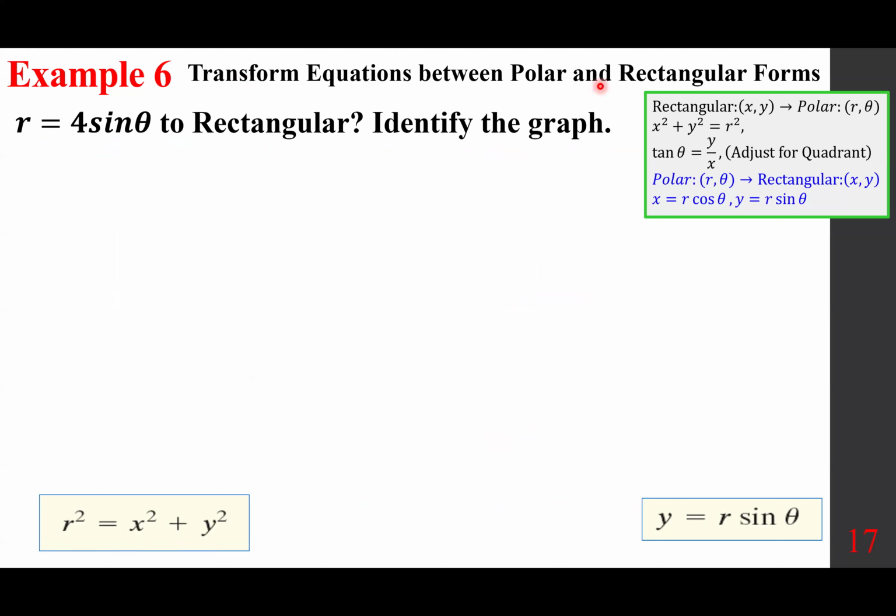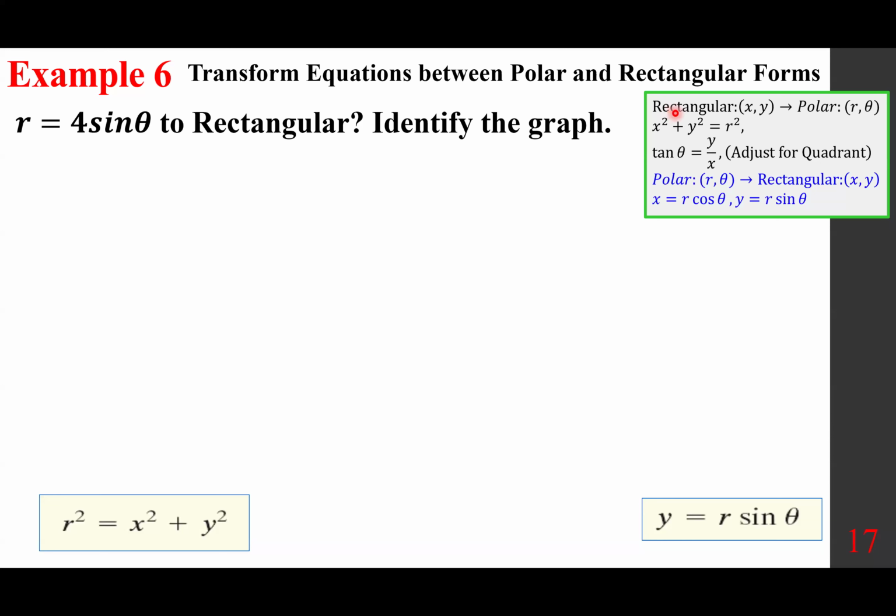Transform equations between polar and rectangular forms. In this case, r equals 4 sine theta to rectangular. Identify the graph. In some cases, we can. In some cases, we cannot. And so in this case, we can. And reminding everybody of the following.